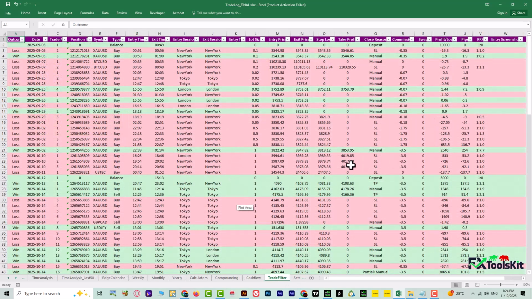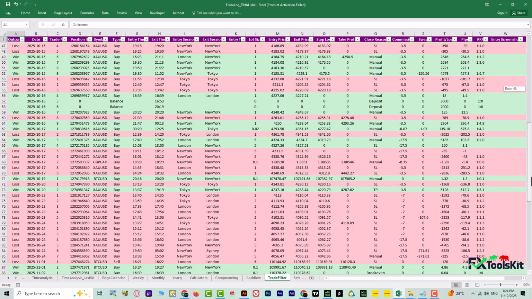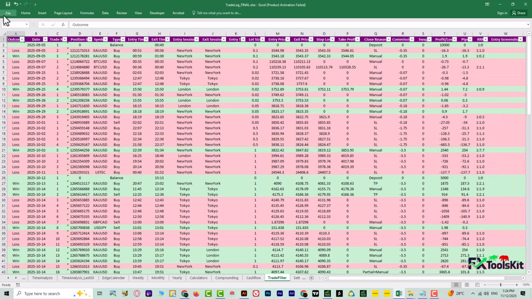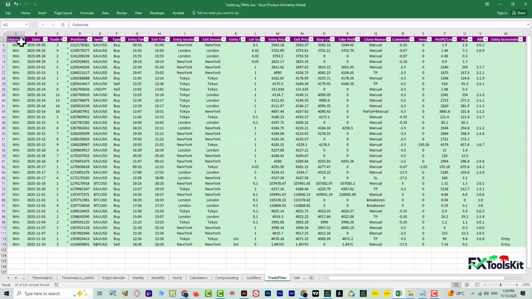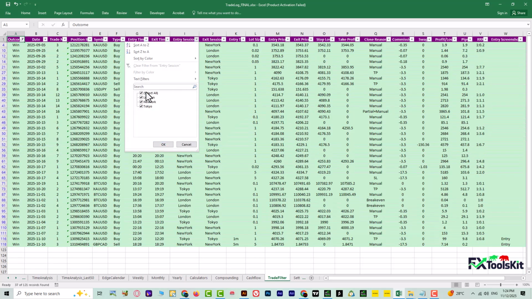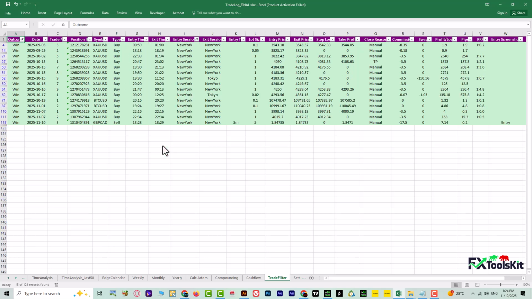In the final and last sheet, trade filter sheet. In this sheet, you will find all your trades. You can filter the trades, like if you want it to show only your win trades, you can filter it here. You can filter the session and others.